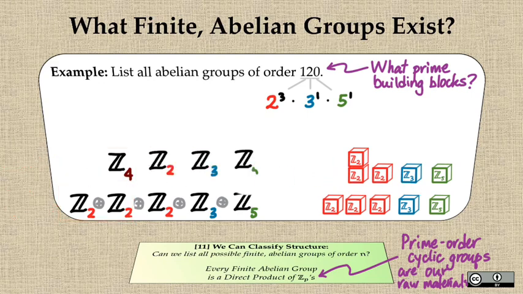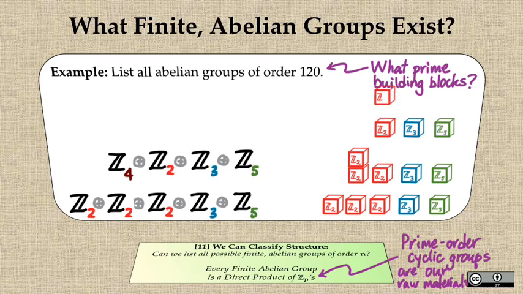So Z4, Z2, Z3, Z5 is an example of a different algebraic structure that still is going to have 120 elements in it and be abelian. Right? Well, if it's good for stacking 2 blocks on top of one another, shouldn't it also be good to try to stack 3 blocks on top of one another? 3 factors of this Z mod 2 stacked on top of one another.